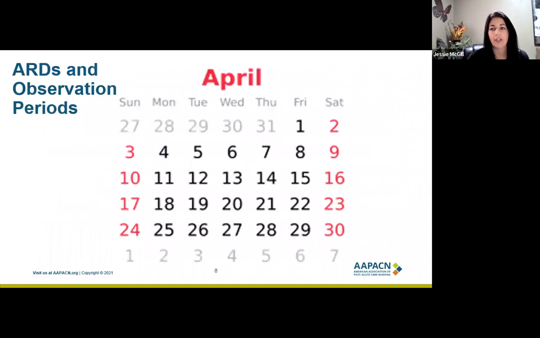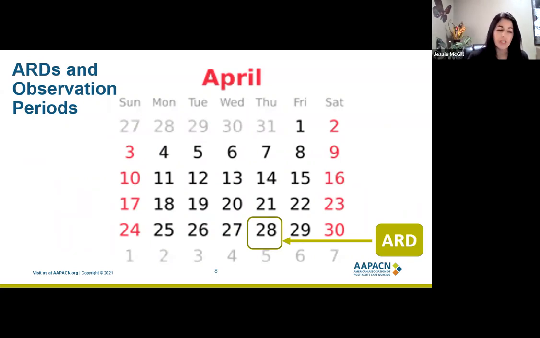All right, so I love to have visuals. So really quick visual on that ARD window. So if we have an ARD that's set as of today, April 28th, and we talk about that 7-day look back period, which is really that standard look back period for most MDS items unless otherwise stated. So typically what we do is we'd have our ARD and we count back those 7 days.